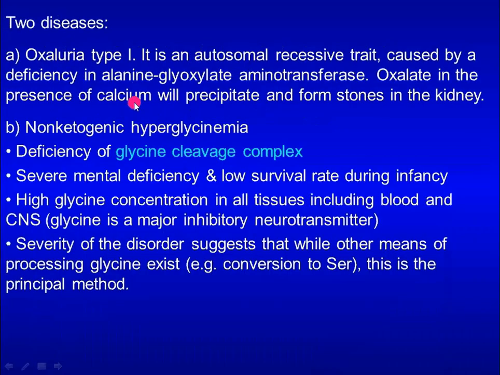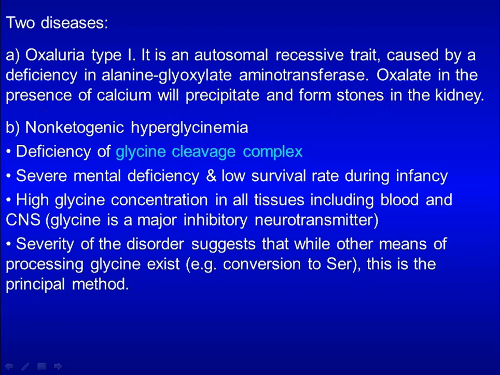2 diseases are associated with glycine metabolism. The first one is hyperoxaluria type 1. It is caused by a deficiency of alanine glyoxylate aminotransferase. Oxalate, in the presence of calcium, will precipitate and form kidney stones.